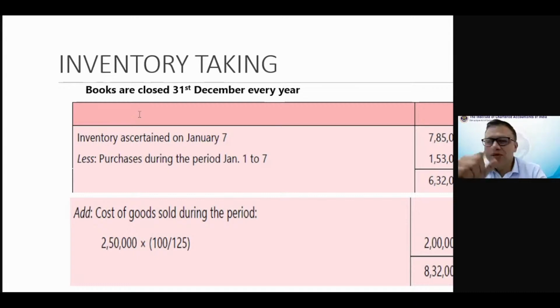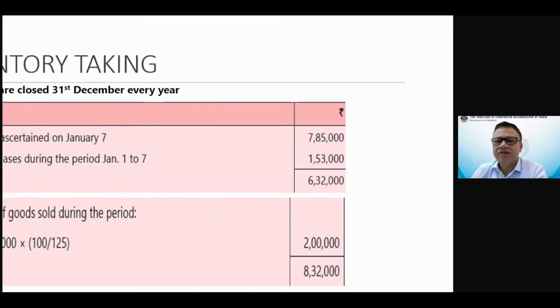I will explain to you in the next class with another example, to make the point clear on how LIFO, FIFO, and this are different. I'll clear that confusion. So next class, we will continue this inventory and we will talk about these valuations and inventory taking. Thank you, all of you.